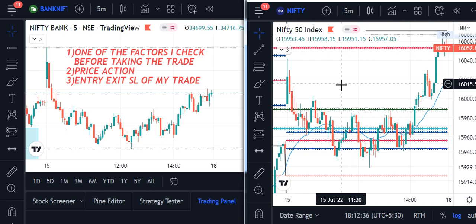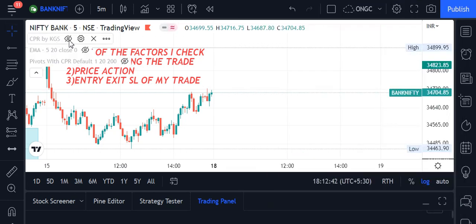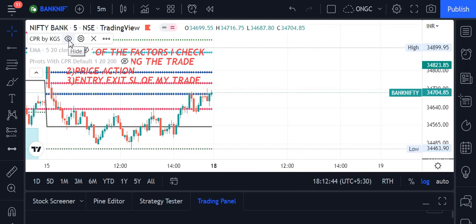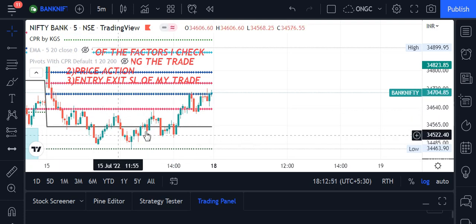Sometimes there are sideways days. Those days we saw whipsaw movements, like this. It doesn't care about the pivots, but most of the time pivots help us to take the trade.